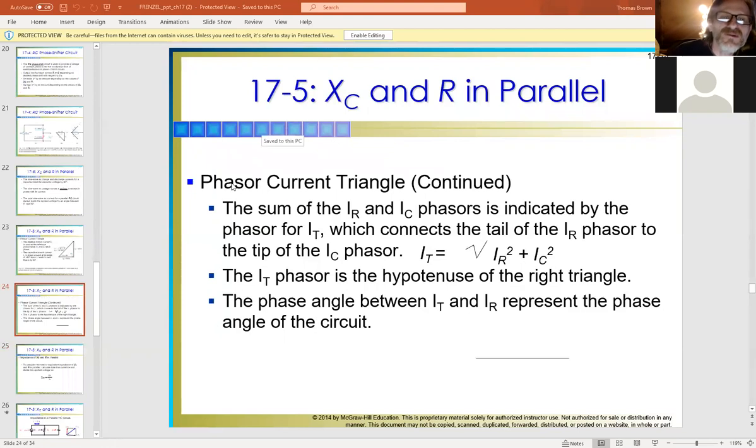As we continue on, the phasor current triangle is very similar to the other phasor triangles. We still do the same thing. Like I said, we're going to use Pythagorean's theorem to solve.